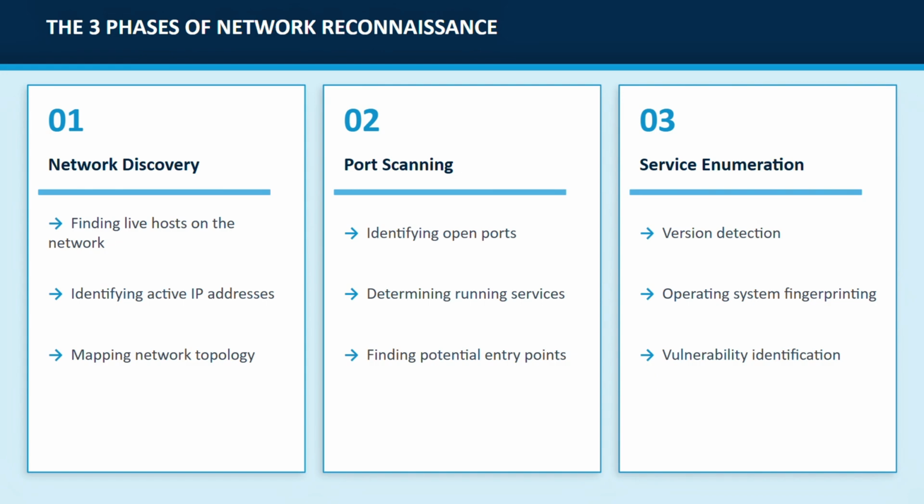Then to the third phase, and that is the service enumeration phase. And in this phase, we detect exact versions, fingerprint operating systems, and identify known vulnerabilities. The question we are answering here is, what specific software is running and is it vulnerable? These 3 phases build on each other. You can't enumerate services if you haven't found the ports, and you can't scan ports if you haven't discovered the hosts.